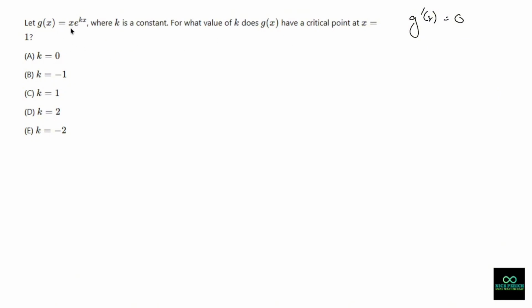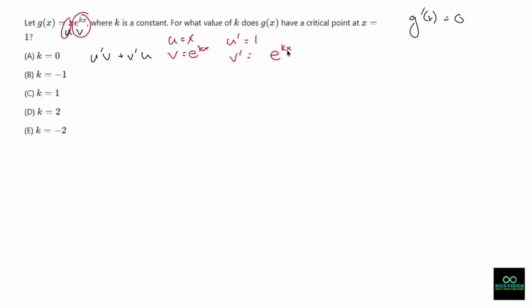Since g of x is x times e to the kx, this is going to involve product rule. Product rule is u prime v plus v prime u. So what I need to do is find out if I label u as x and if I label v as e to the kx, u would be x, v would be e to the kx, right? U prime is 1. V prime is going to be, take the derivative of the outside stuff, which is still just e because the derivative of e to the whatever is e to the whatever.